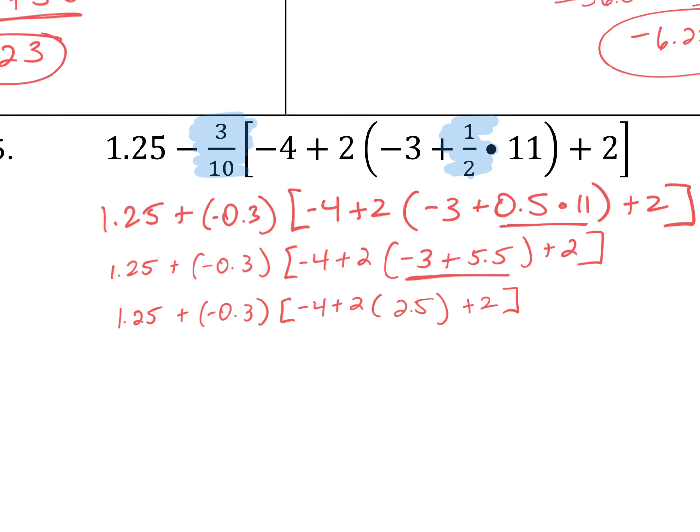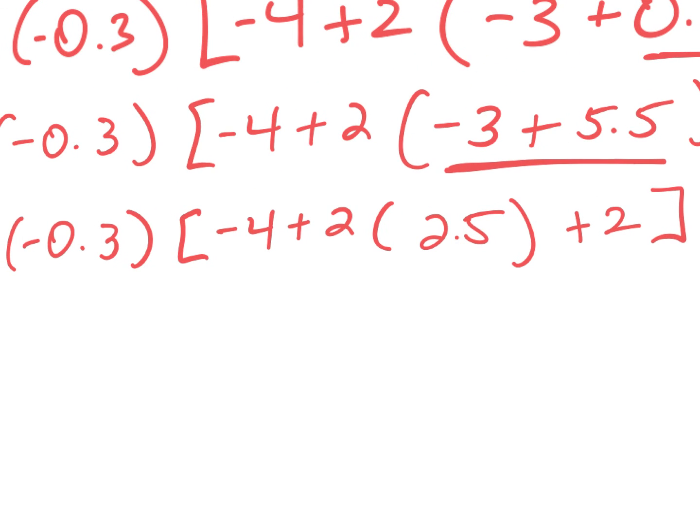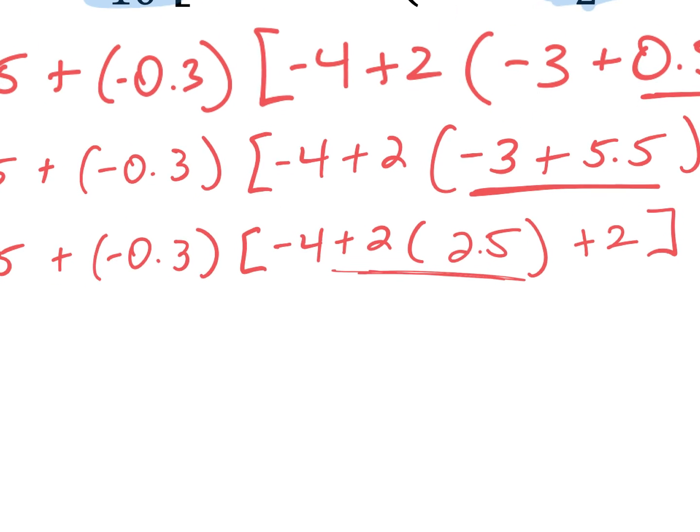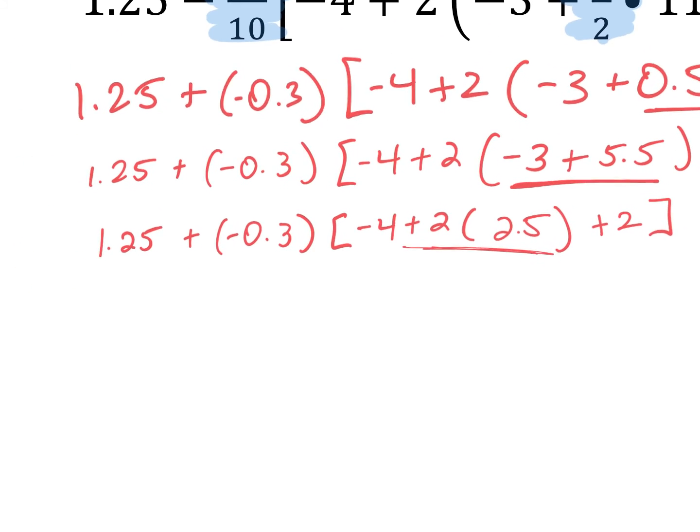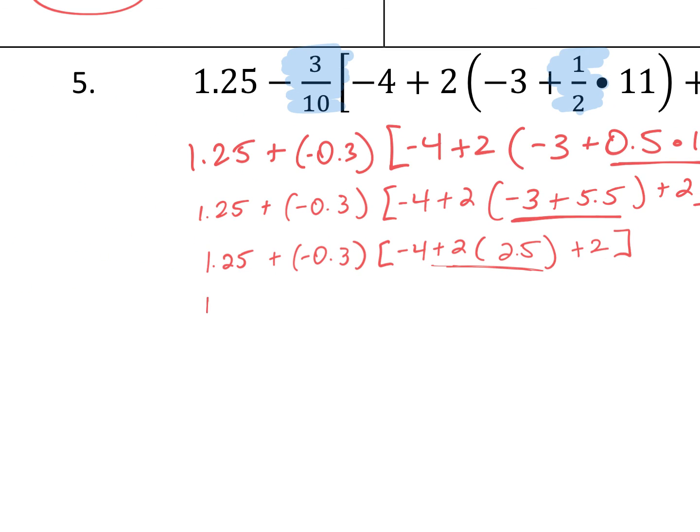All right, so now I'm into my brackets. Within my brackets, I have addition. Remember, that's multiplication, and then more addition. So I am going to be starting with multiplication. Okay, remember to rewrite what you have not used. Two times 2.5 is 5.